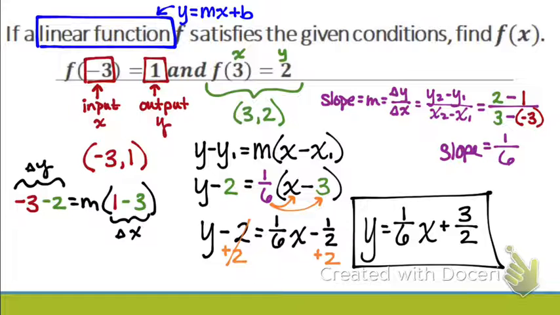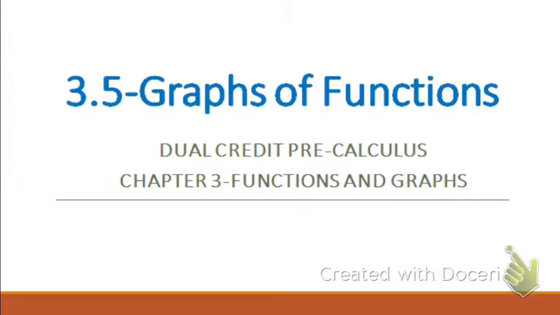All right. Time to officially begin 3.5. We've been talking about definition of function up to this point. Every input has how many outputs? One and only one. We're going to talk about graphs of functions.